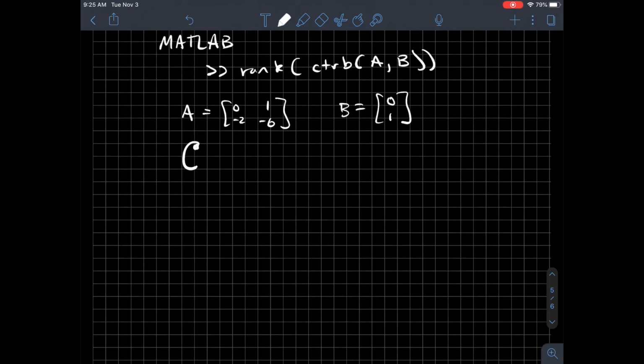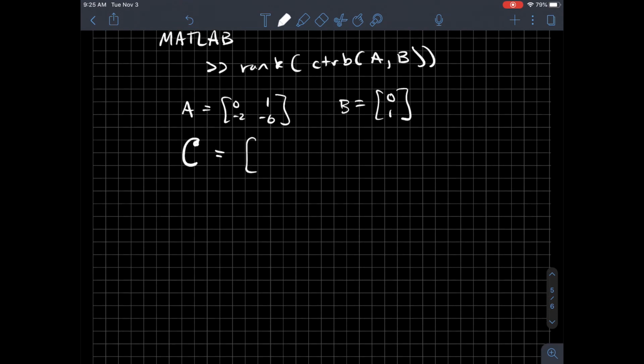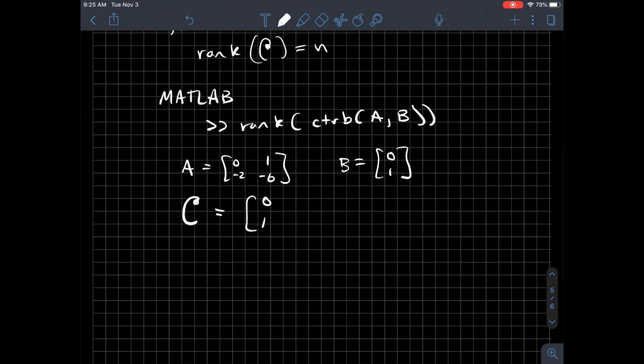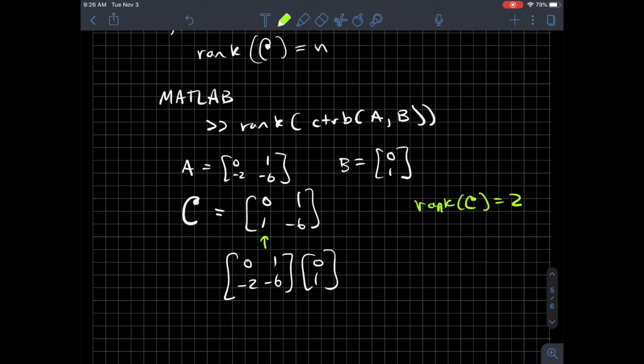So for this one, the controllability matrix is first B, so 0, 1, and then it's equal to A times B, so that would be the multiplication of 0, 1, -2, -6 with 0, 1, so that's equal to 1, -6. So to check the number of linearly independent rows and columns, or the rank of the system, I see, is there anything that I could multiply this first column by to get the second column? The answer is no. So the rank of this controllability matrix is 2.